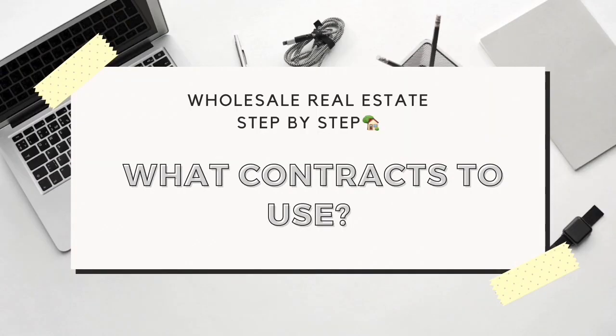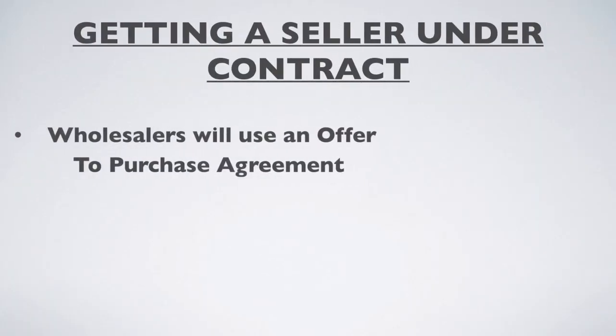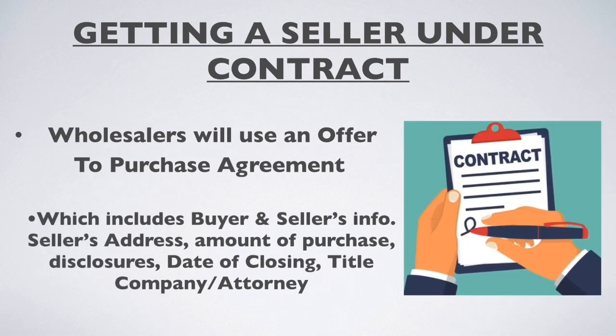What contracts to use? To get a seller under contract, you always want to use an offer to purchase agreement, which includes buyer and seller information, the seller's address, amount of purchase, disclosures, date of closing, and the title company or closing attorney.